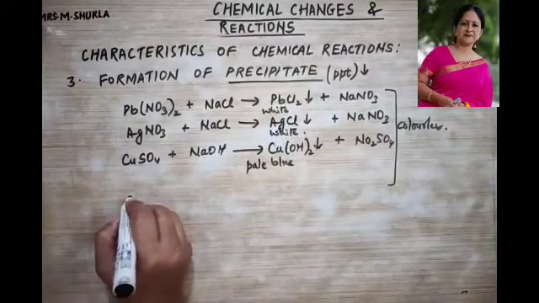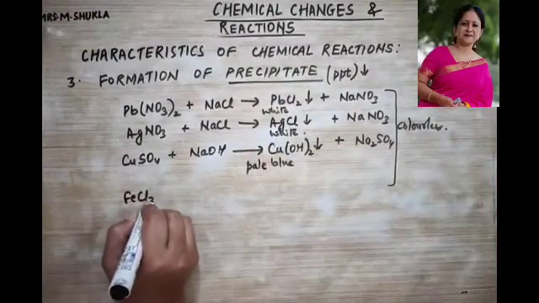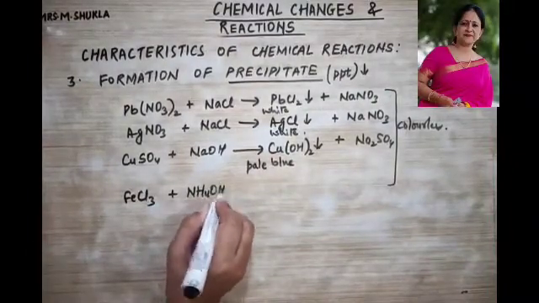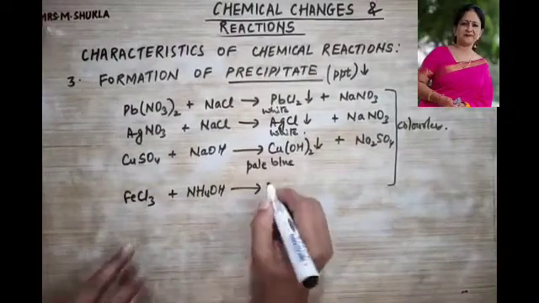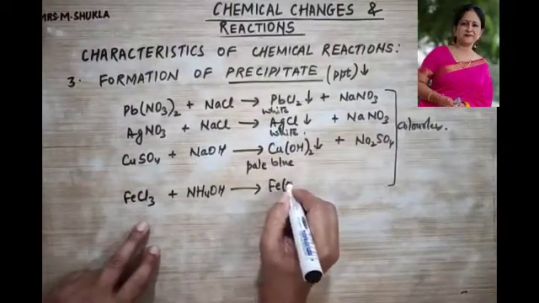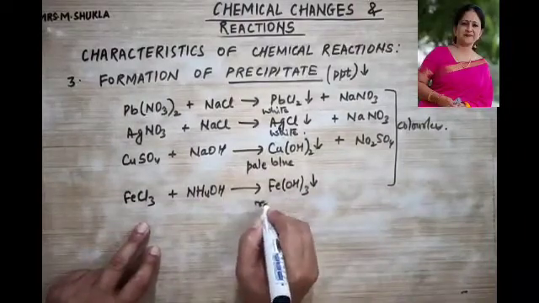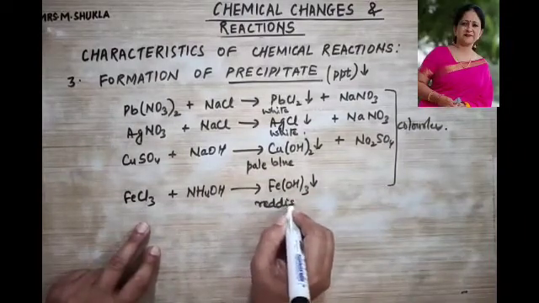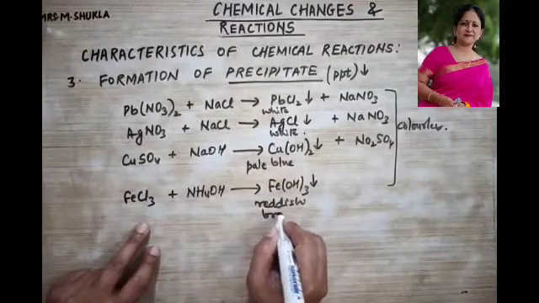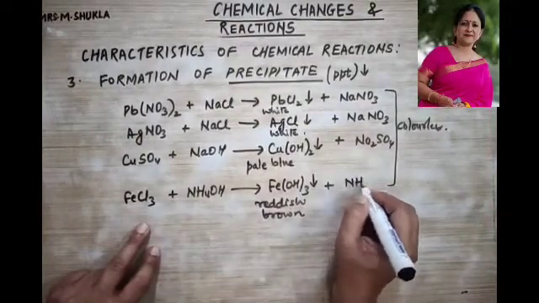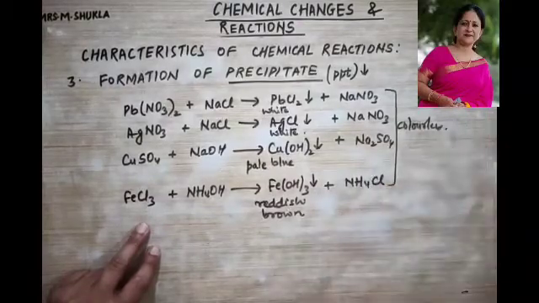Another example you take, FeCl3 when treated with NH4OH. This is going to form Fe(OH)3. This is again a PPT which is reddish brown in color, plus what is it going to give out? NH4Cl, which is again colorless.